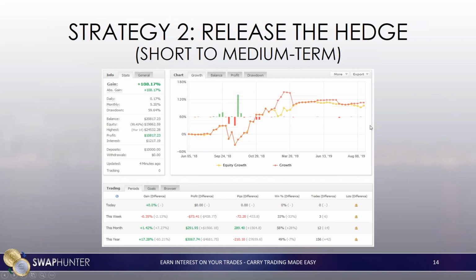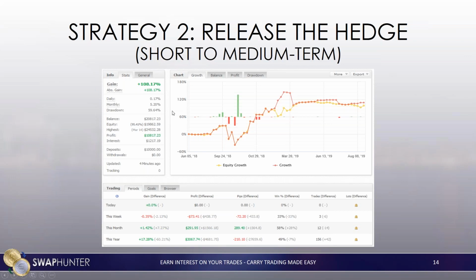Phenomenal results, I might add. In the past year, using this strategy, yes, 108% return. 108% return in the past year, all right? But the drawdown, I must focus your attention on the drawdown. Nearly 60% drawdown on this account. So this account did take some hits. However, from risking 60%, now you're up 100%. This is the type of investor that the release the hedge strategy appeals to most.